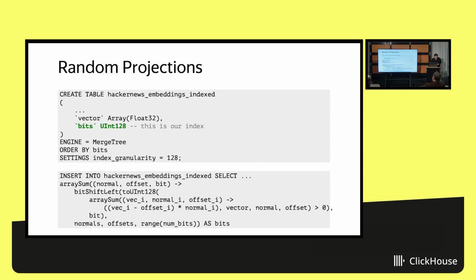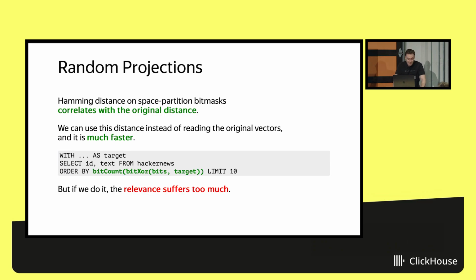We also take every data point and calculate a scalar product with our normal minus offset, and it will give us one bit, and we will put these bits into a bit mask by shifting them and get all of this together into a single bit mask inside UInt128. So it will be our vector index. So to calculate the similarity, we will use a Hamming distance. How many bits are different in the same positions?